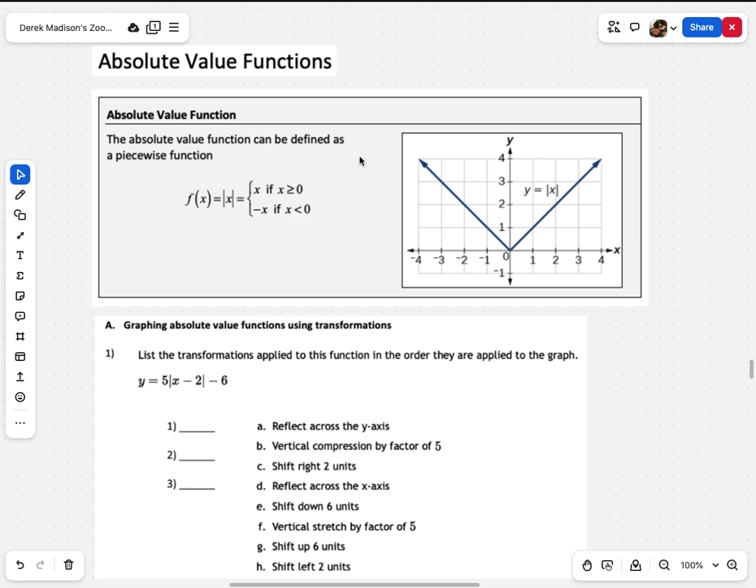So in this video we're going to look at absolute value functions. We'll start with the definition and then we'll do transformations like we did in the previous section. And then from there we'll solve equations and inequalities. And the inequalities are a little tricky, but we'll look at those when we get there.